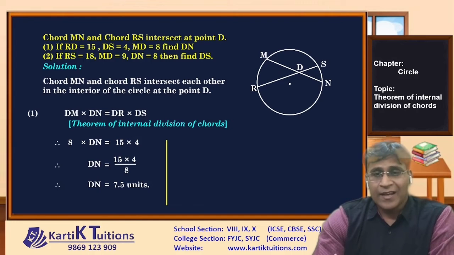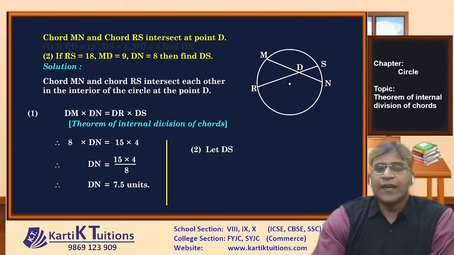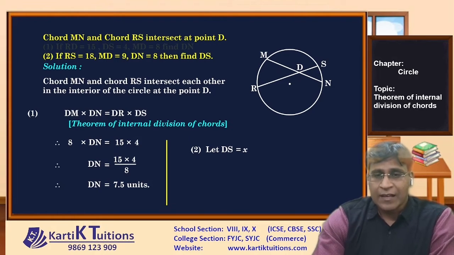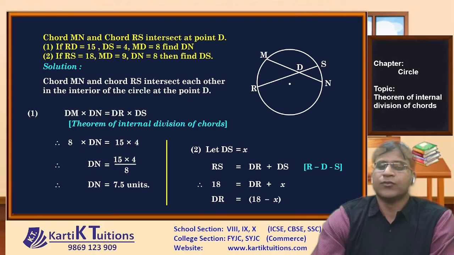Now, since the entire length is given to us, we need to take the help of x. So let the length of DS be x. Now, if I take DS as x and RS is 18, can we get the value of RD? Yes. Sir, how? RS is made up of two parts, RD plus DS, the betweenness R-D-S. Now RS is 18, so 18 is equal to DR plus x. So in other words, DR will become 18 minus x units.